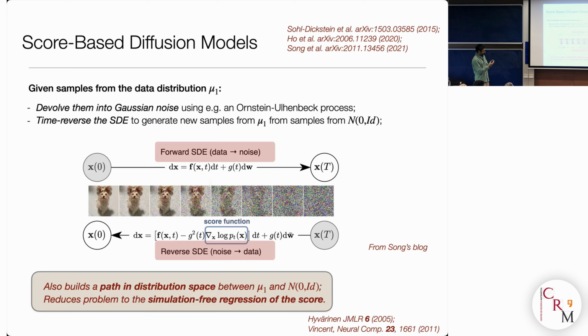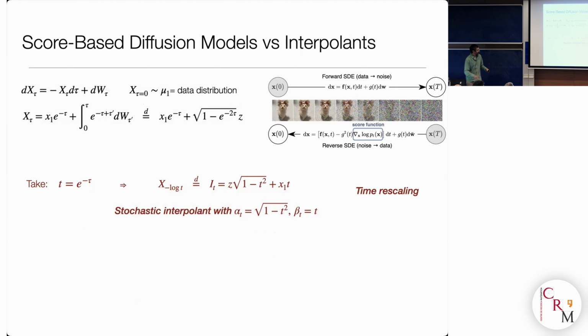And then there was the realization, building on work by Eijnden and Vincent, that this in fact reduced the problem to a quadratic regression of the score, which can be done fairly easily, which was the equivalent of learning the drift. Okay? Now, let me make the connection with the interpolant so that you see where this is coming from.